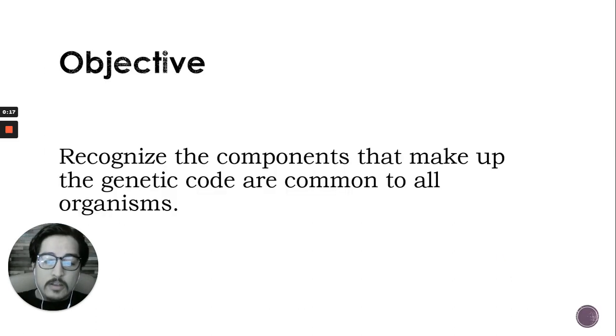Let's get started. So let's talk about the objective. What are we going to be learning today? It says, recognize the components that make up the genetic code that are common to all organisms. We're going to review their components really quick, which you already know. You need to understand that they make up the genetic code, the genes and the DNA, and they are common to all living things. So all organisms have those same components.